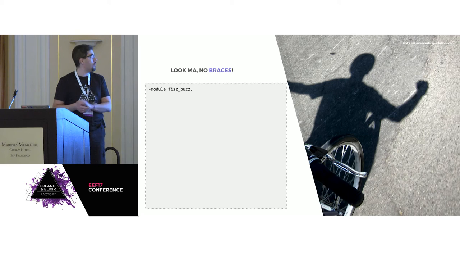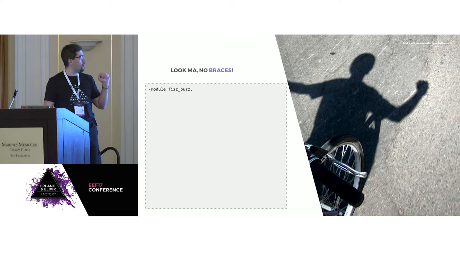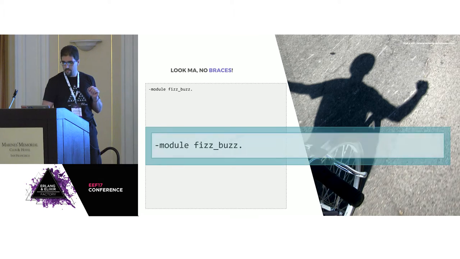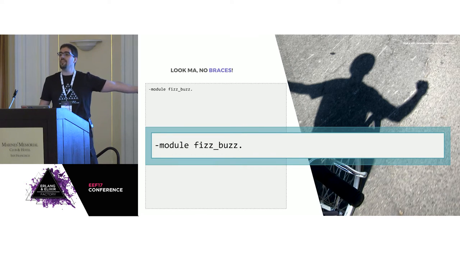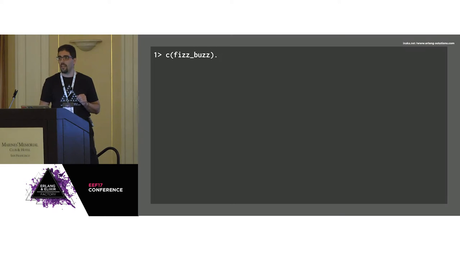First of all, let's define a module. And if you don't see it correctly there, I can make it bigger for you. Look at this. Is it wrong? What do you think? Did I just botch my first line? Not really. It actually works. You don't need parentheses in Erlang attributes.